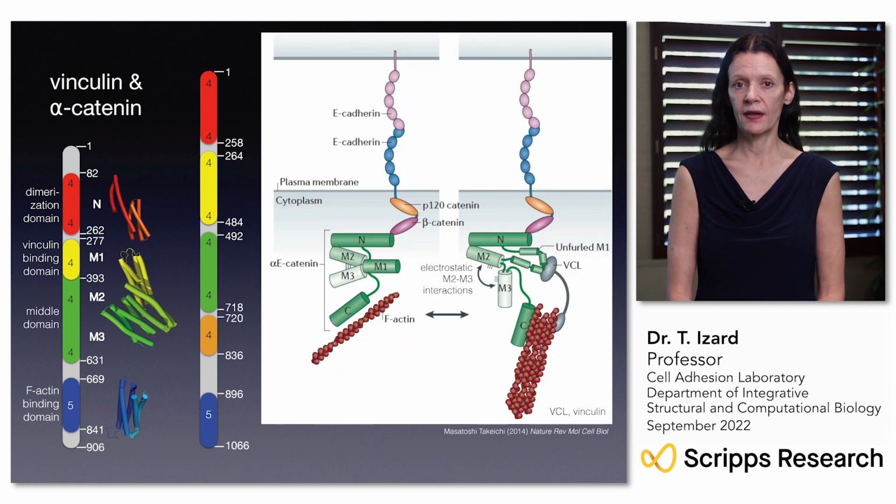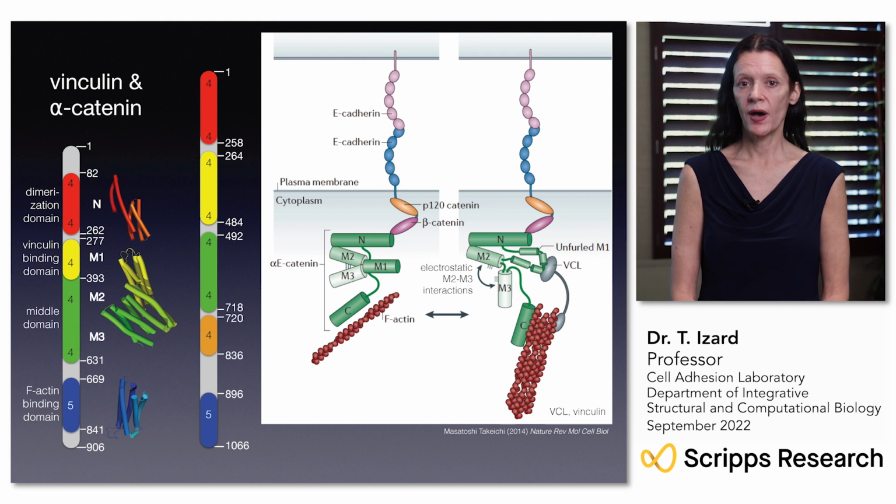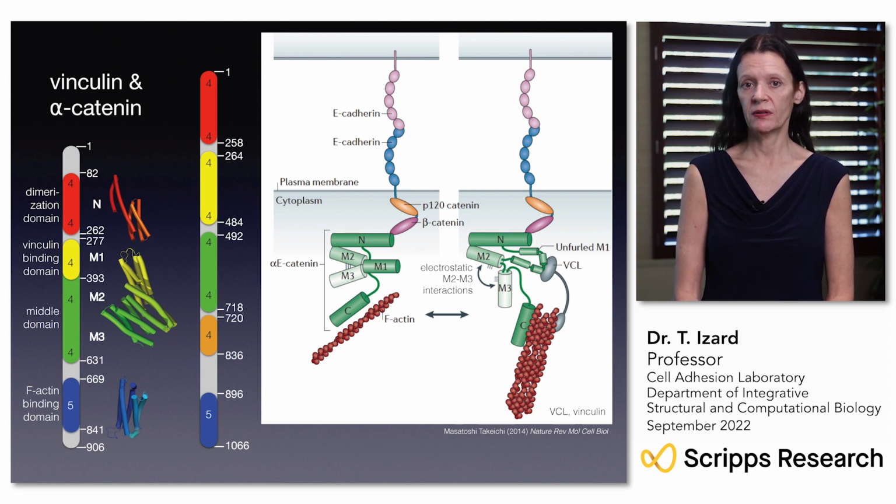On the left, again, you see the original view where alpha-catenin makes direct contacts with both beta-catenin and the actin cytoskeleton. The middle domain, M1, binds to vinculin and is a folded 4 helix bundle. But the vinculin binding domain, M1, is buried, and the other middle domains, M2 and M3, are keeping alpha-catenin compact, and importantly, cytoskeletal tension releases the M2, M3 interactions, as well as the M1 4 helix bundle that binds to vinculin.